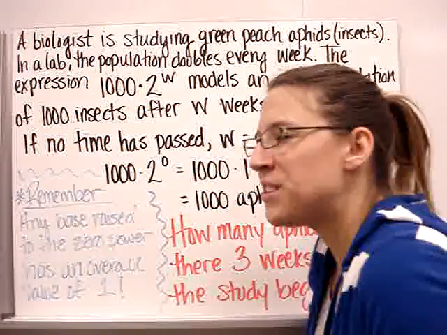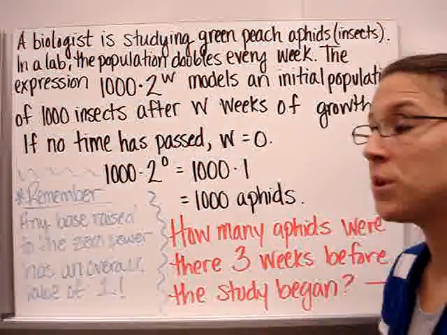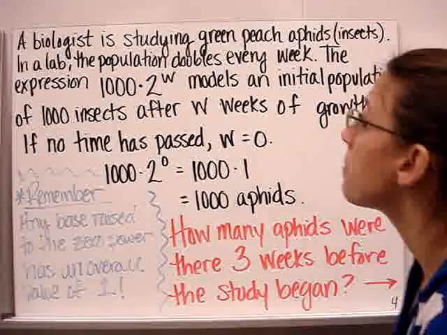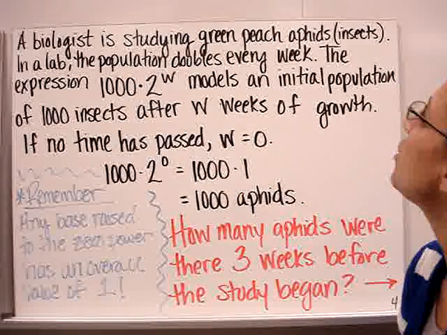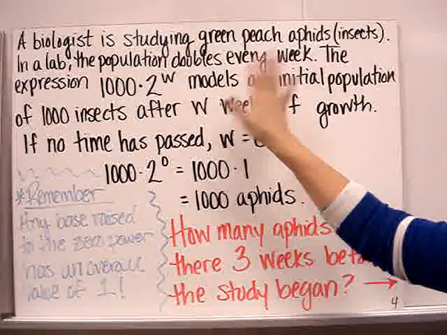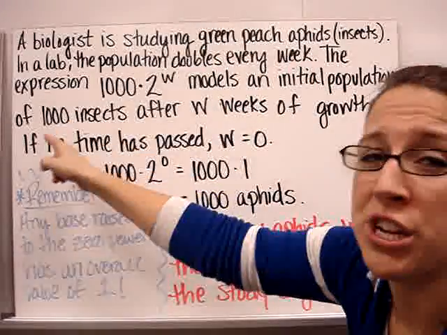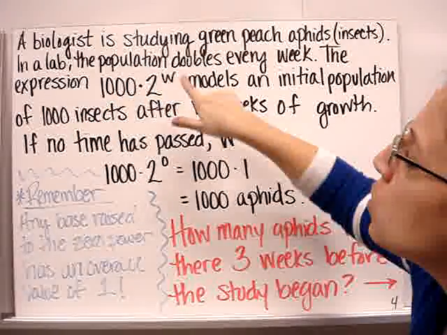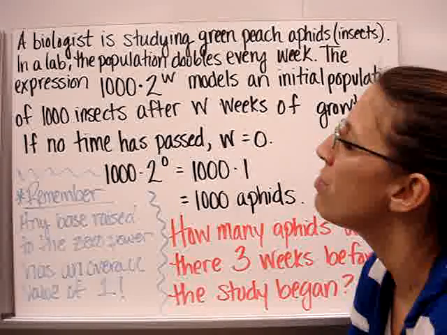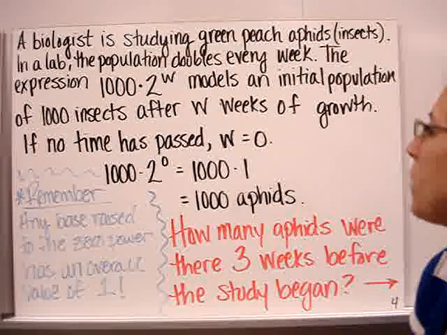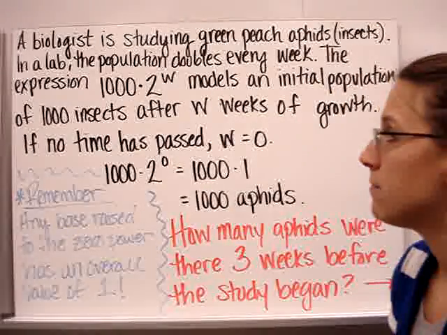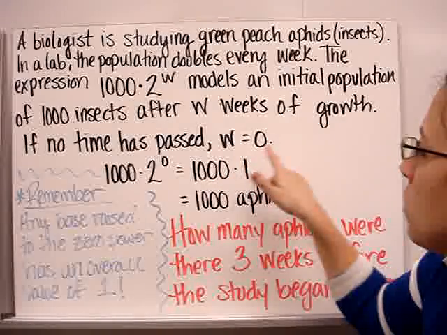So here is a situation where you might apply this in real life. You may become a biologist. You might like working with insects. Here you go. A biologist is studying green peach aphids, which are insects. In a lab, the population doubles every week. The expression 1,000 times 2 to the W power models an initial population of 1,000 insects after W weeks of growth. Whew! So if no time has passed, 0 weeks, then W equals 0.